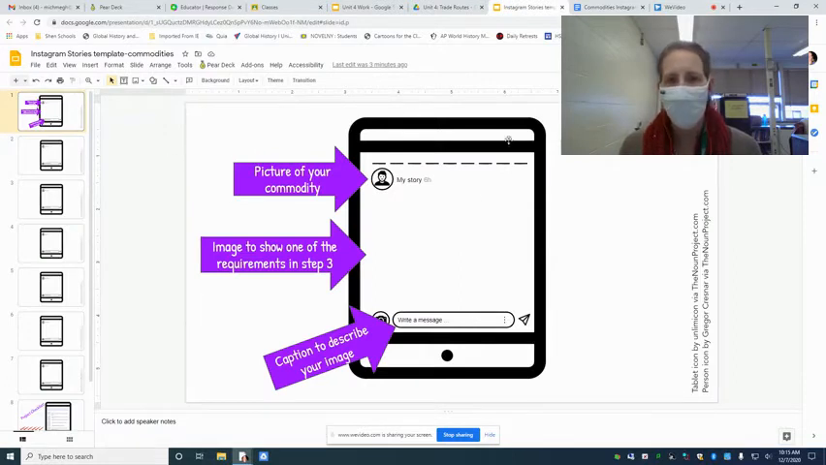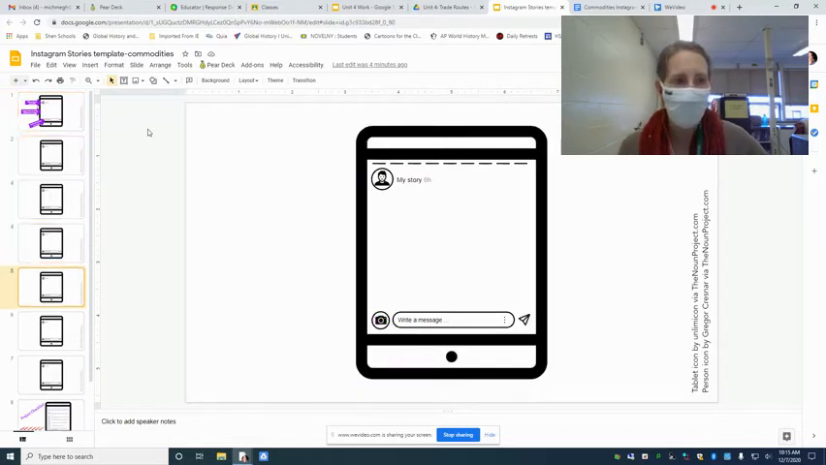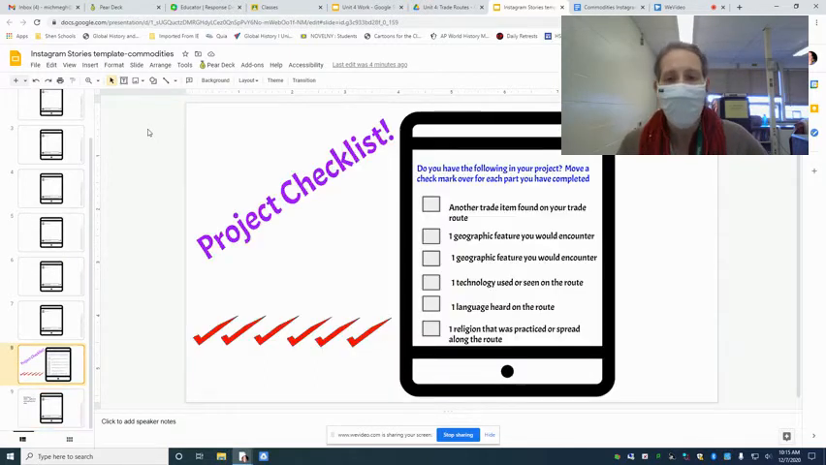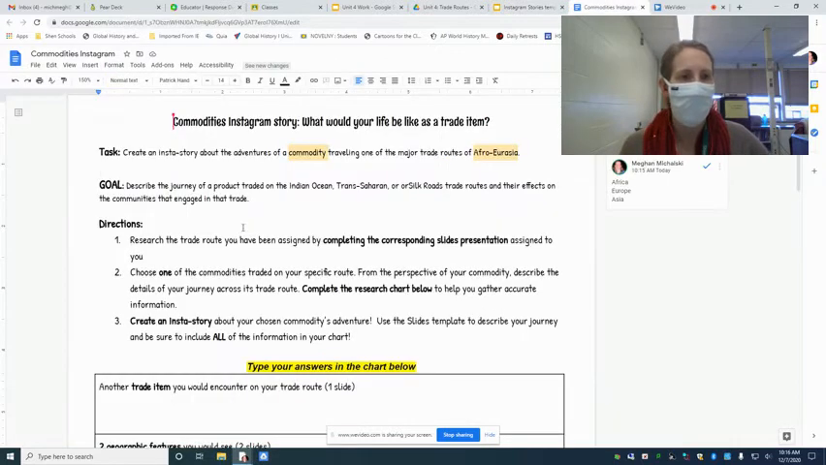So this is what you're going to end up doing. So you'll put a picture of your commodity here, an image to show one of the task requirements. We'll go over those in a second, and then a caption to describe it. Okay, you can be as creative as you want as long as you are accurate. You have to be accurate. Okay, so what we've done here is we've given you 6 slides because there are 6 requirements. If you would like to add more, you can duplicate a slide, add in more slides. That's totally fine. And on the last slide is the checklist of what you need to include.